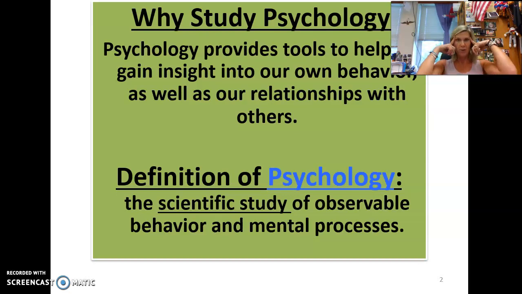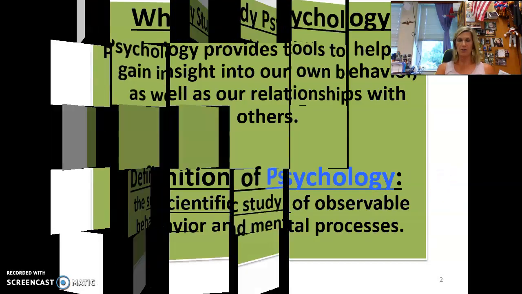Mental processes, those are things you can't see with the naked eye, but using tools like an EEG or a PET scan, you can see in the mind or in the brain and try to help understand why people are maybe thinking certain things or doing certain behaviors based on what you see in these scans. So those are tools that we'll actually talk about at a later time. But I just want to go over with you quickly, our definition is the scientific study of observable behavior and mental processes.